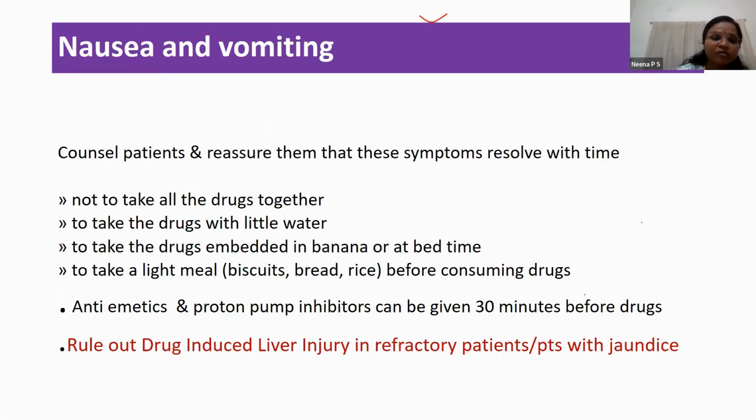Usually we encounter symptoms like nausea and vomiting. We can advise simple steps like avoid taking all the drugs together, take the drugs with a little water, maybe with a light meal. And you can also advise antiemetics and proton pump inhibitors just half an hour before the drug. But always be very careful: a patient who is refractory to such routine management, you have to rule out drug-induced liver injury, and LFT has to be sent for a patient who is not responding to the usual line of management.